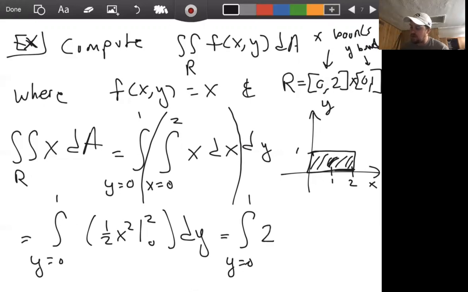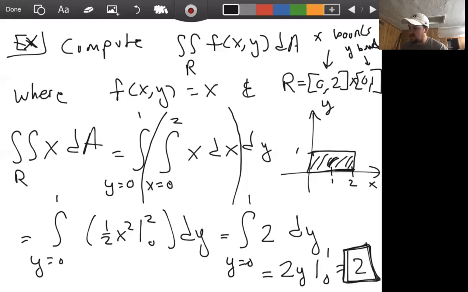So that's 2 and then minus 0. So we get the integral from 0 to 1 of 2 dy, right? Well, if you integrate 2 with respect to y, you get 2y, from 0 to 1, which is just 2. So you can see the integral of x over the region 0, 2 cross 0, 1 is just 2. And here's an example of how we can use Fubini's results to express this as an iterated integral, and then just do integration one at a time.